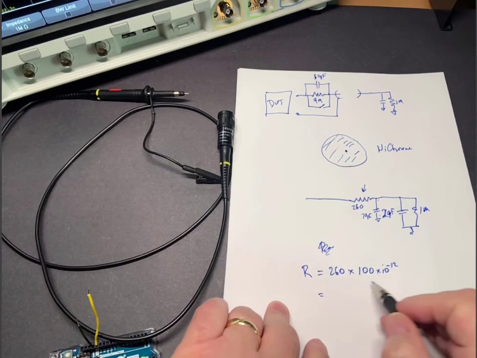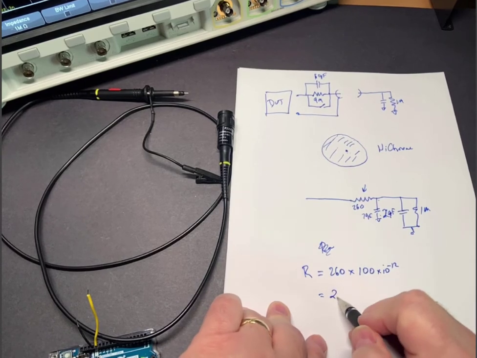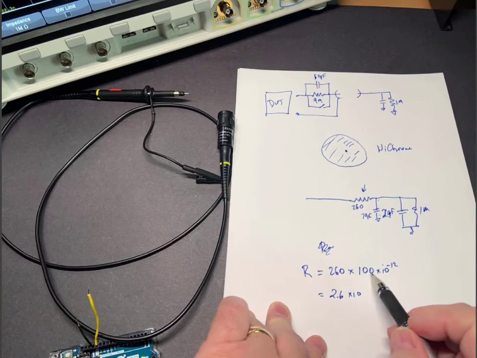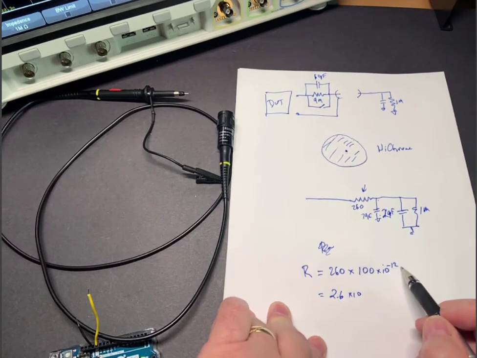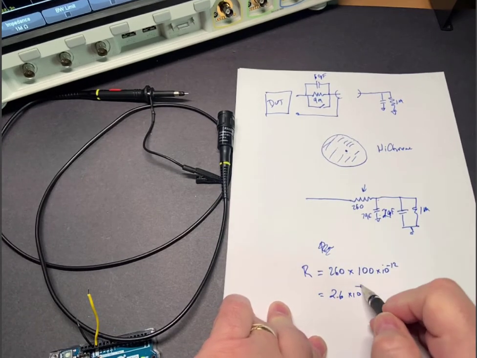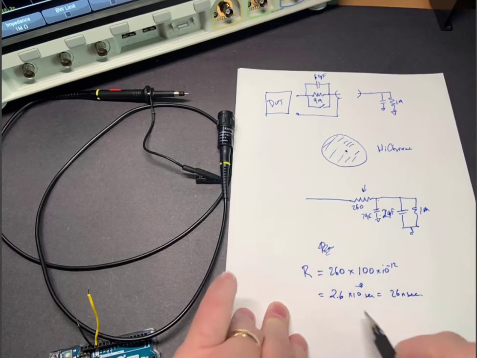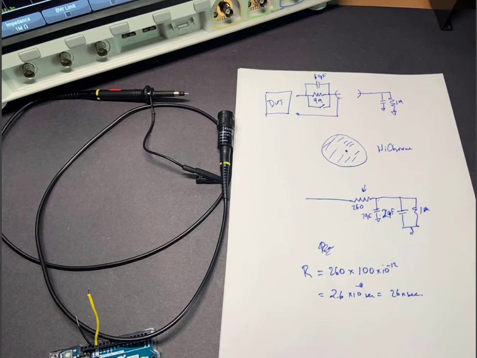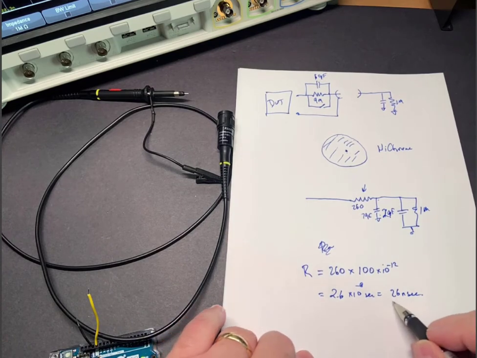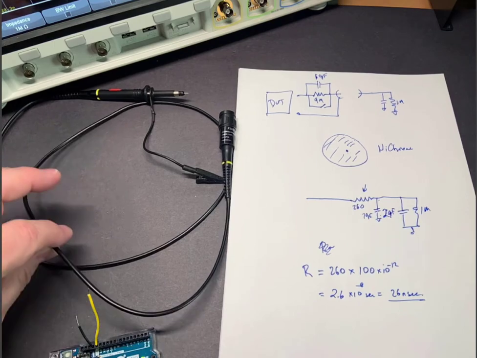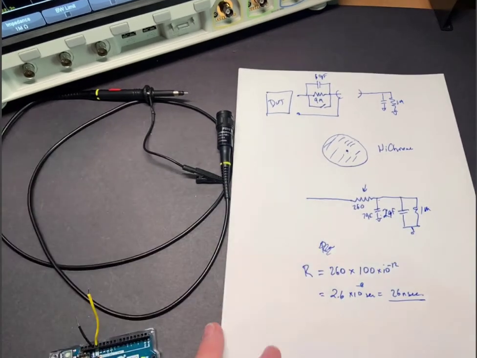And so let's see, what is this? This is going to be 2.6 times 10 to the 2 here, times 10 to the 2, that's 10 to the 4, and 10 to the minus 12, that's 10 to the minus 8 seconds. That's 26 nanoseconds. We expect to see a step response rise time in the order of about 26 nanoseconds when we look at the step response with the 1X probe.